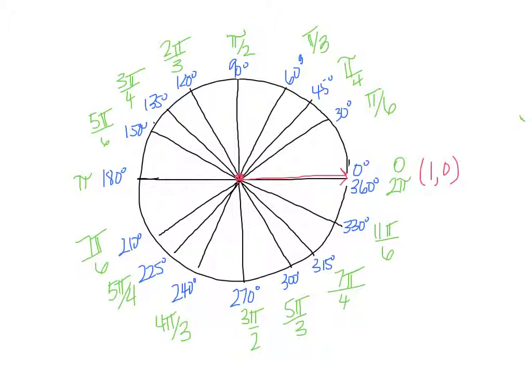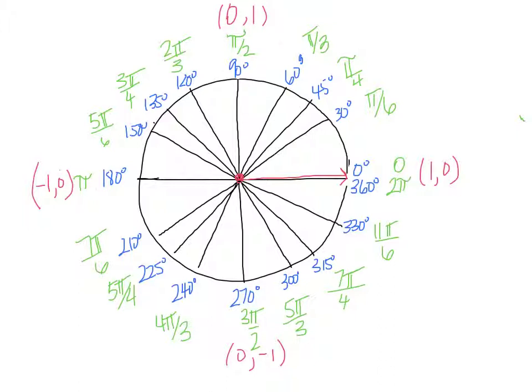What are the coordinates at 180 degrees? Negative 1, 0, because I'm moving left 1, up 0. What are the coordinates at 90 degrees? 0, 1. What are the coordinates at 270 degrees? 0, negative 1. Okay, so start with the easy coordinates going around your x and your y axis.